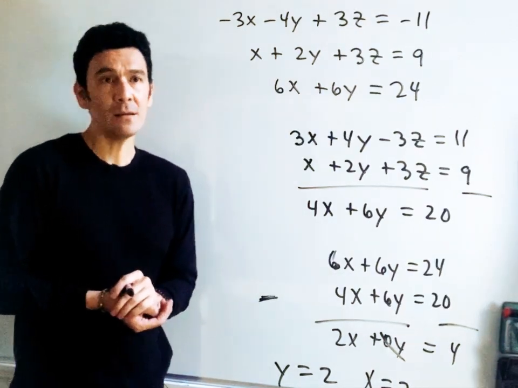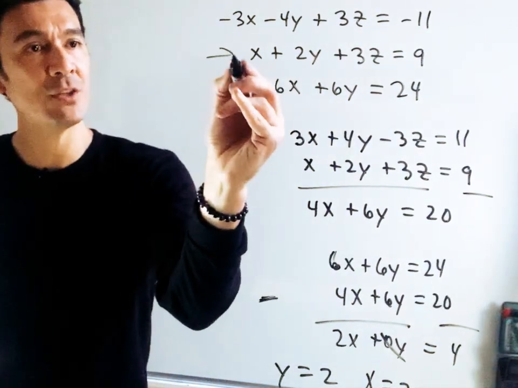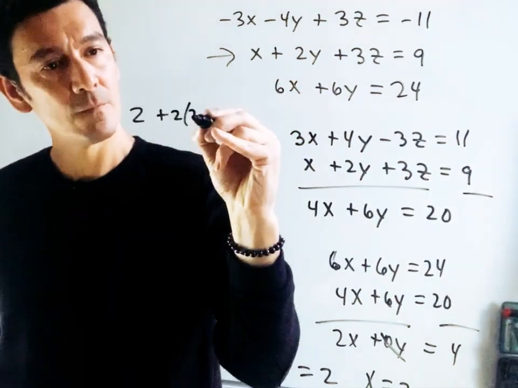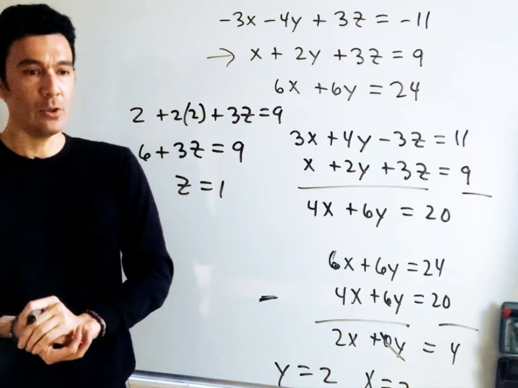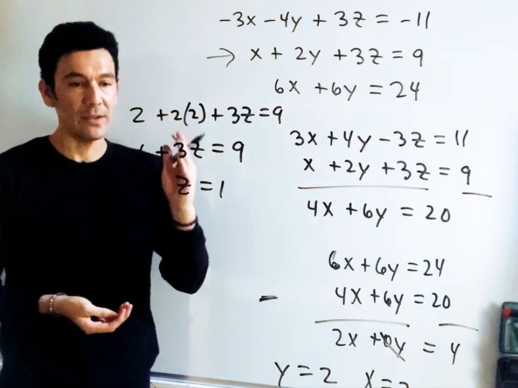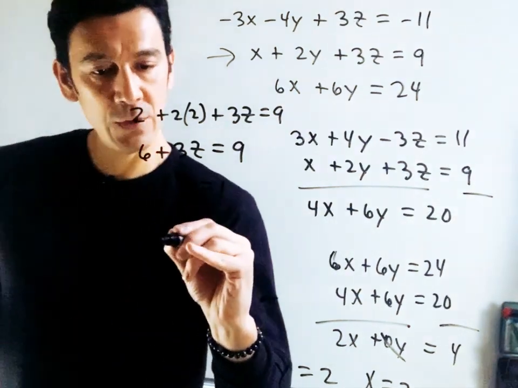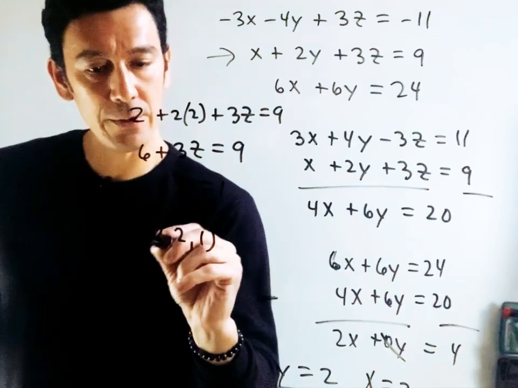Now we need z. Go to, let's say, the middle equation to find z. And we can show that z equals 1. So our solution would be 2, 2, 1. So let's go with 2, 2, 1 as an ordered triple.